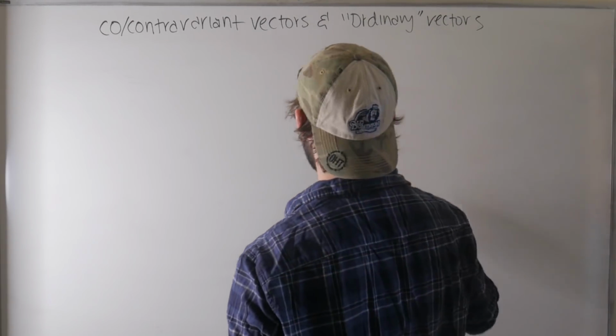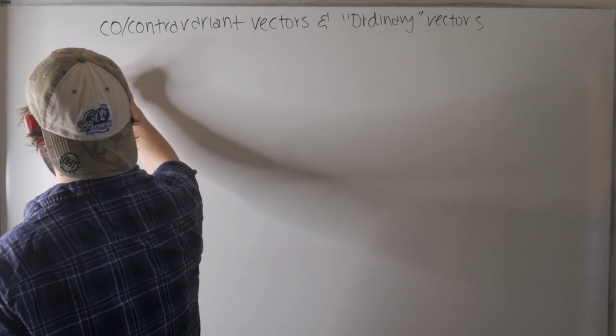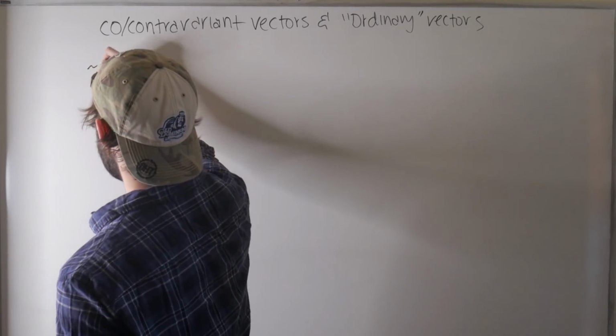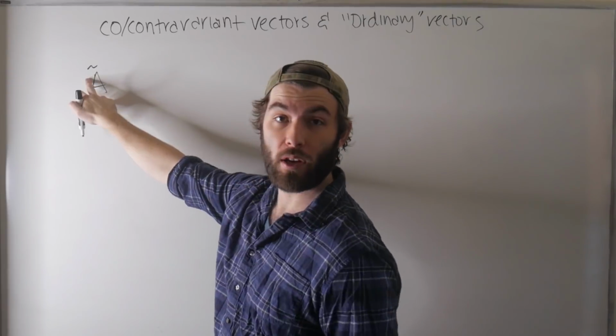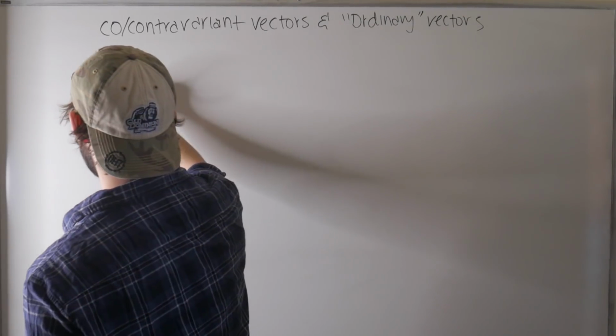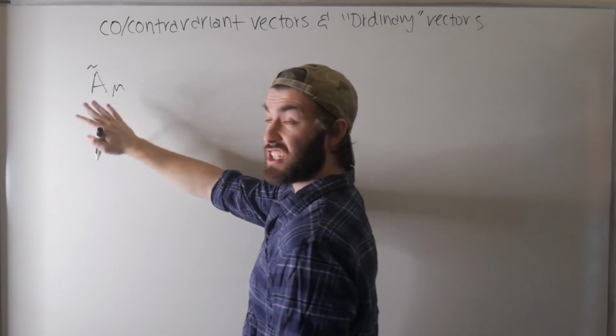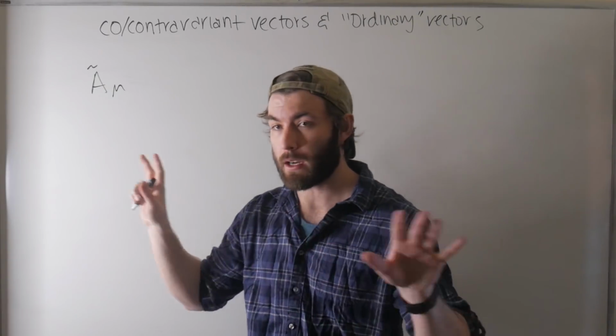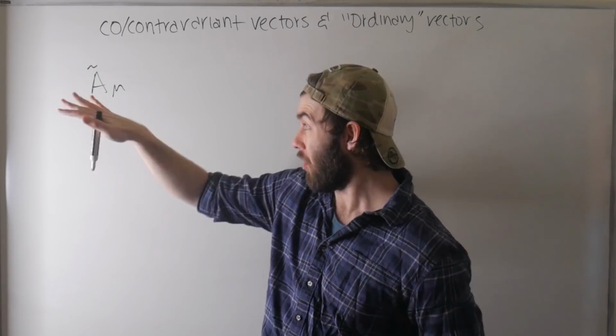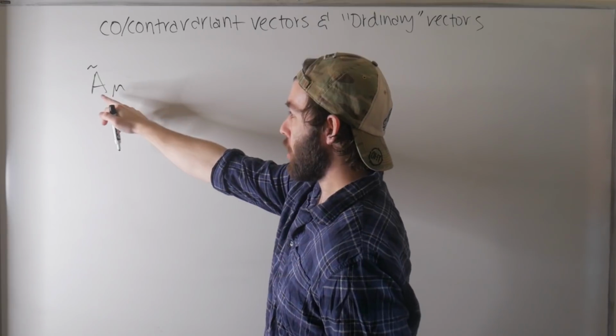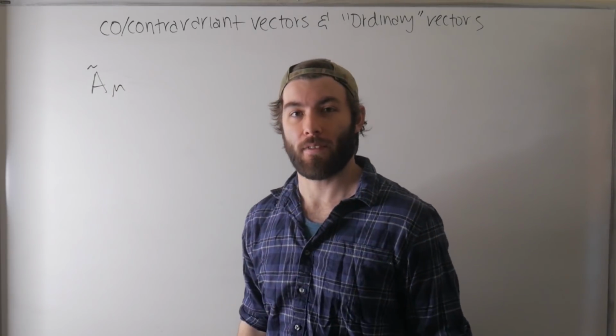So when I talk about ordinary, if I write something like a tilde, which is going to correspond to the ordinary vector, a tilde sub mu, right now this has nothing to do with covariant, contravariant vector, anything like that. All this means is I'm looking at the coefficient of the muth basis vector.